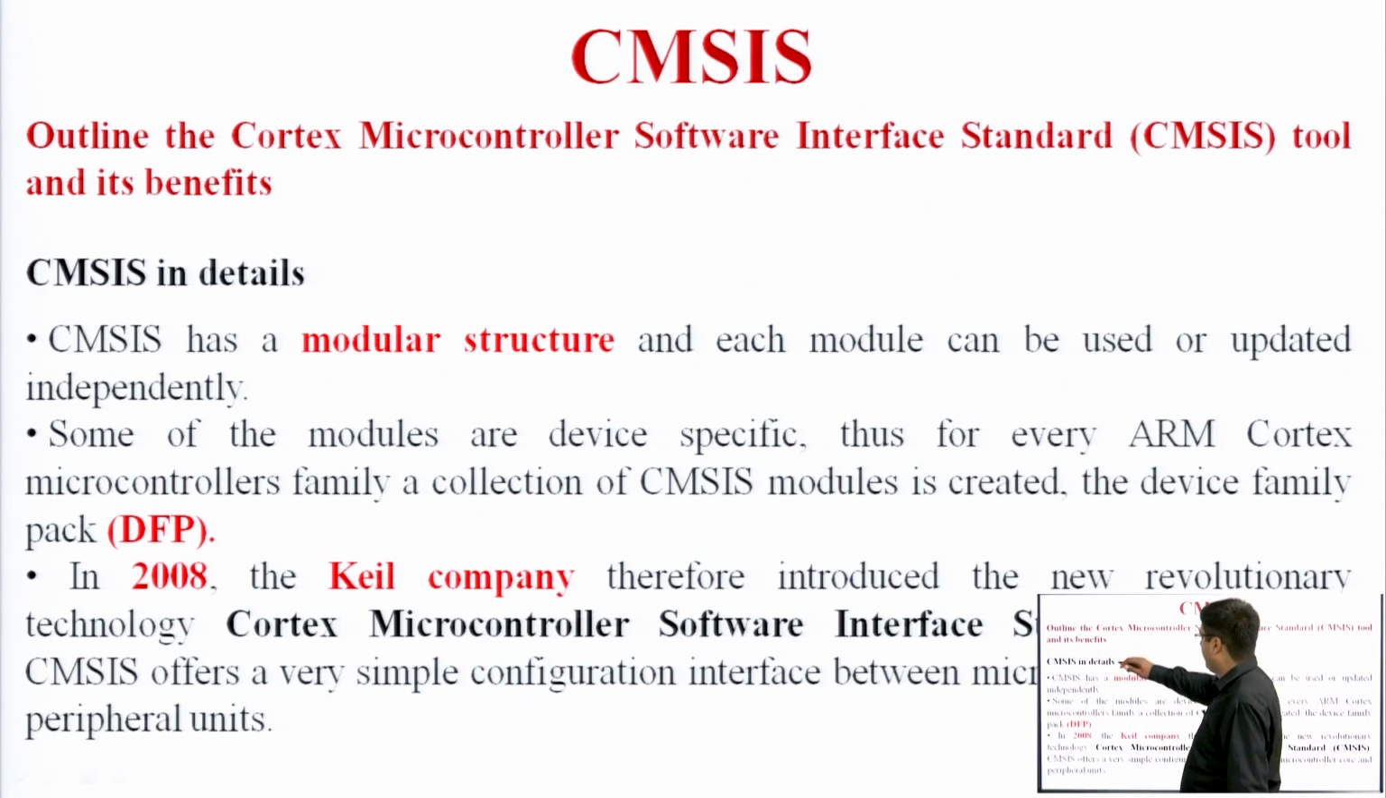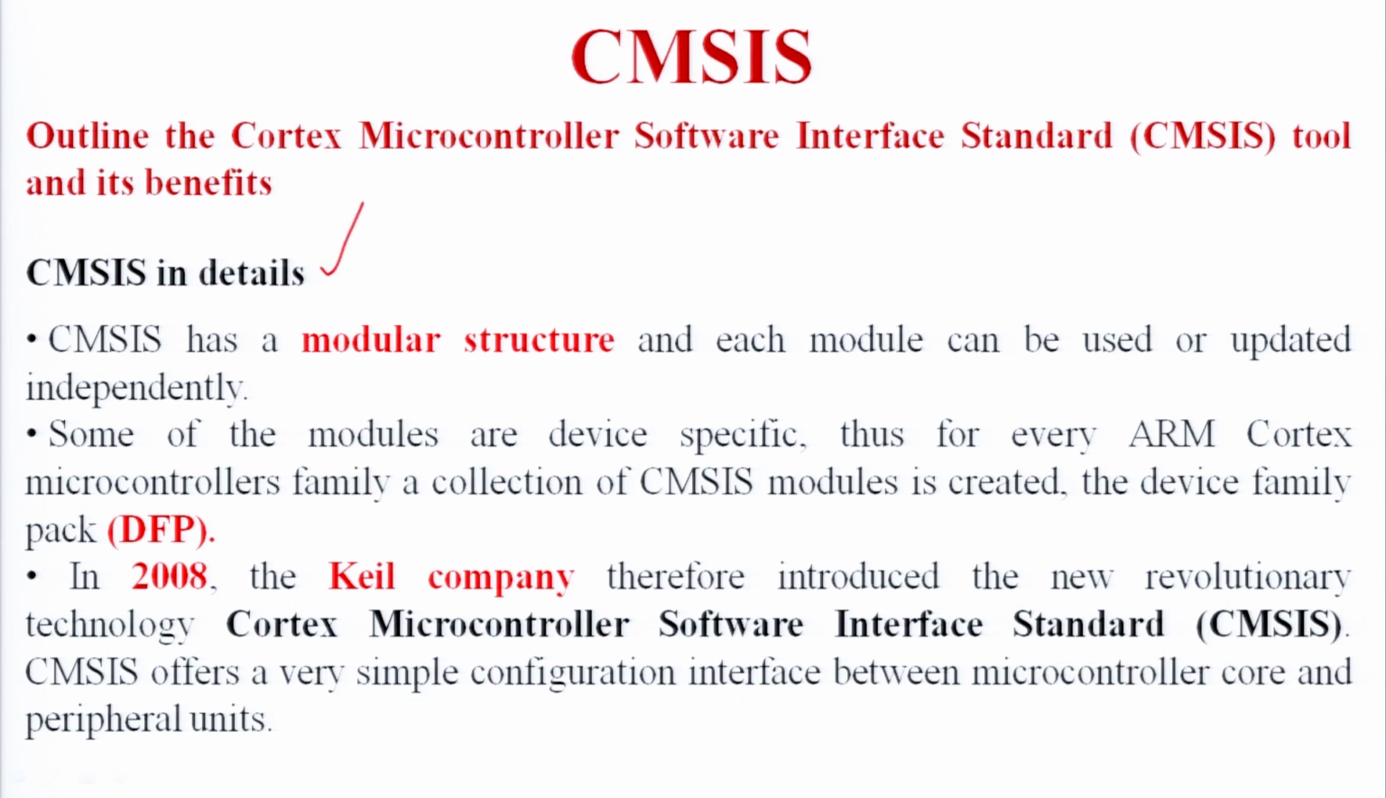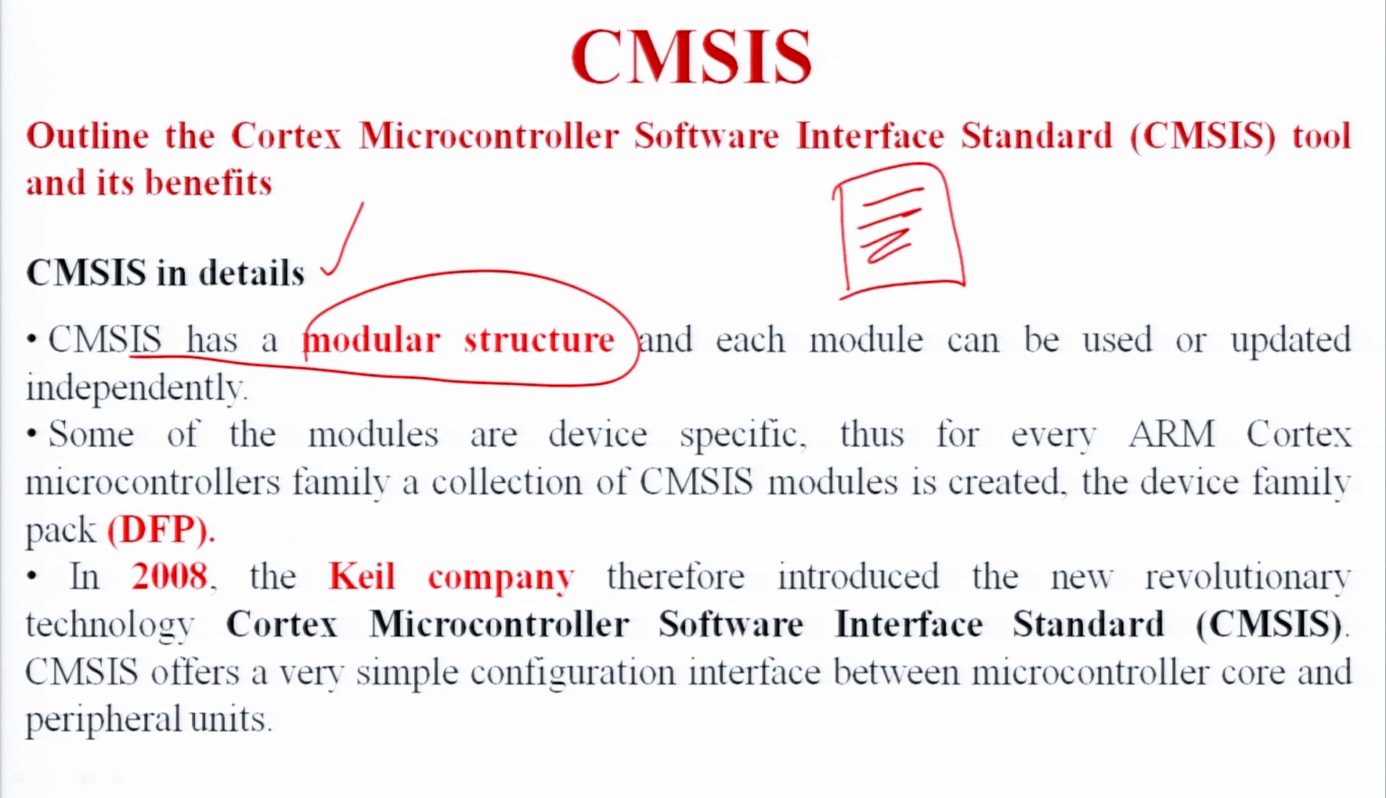So our next topic is CMSIS in detail. Here we will see the detailed view of CMSIS, its history, and its various features. So CMSIS has a modular structure. What is meant by modular structure? Modular means that whatever we write, we can configure and commercialize its activity. For example, in CMSIS if we write a program here, this program can be configured and used by any type of project, and each module can be used or updated independently.